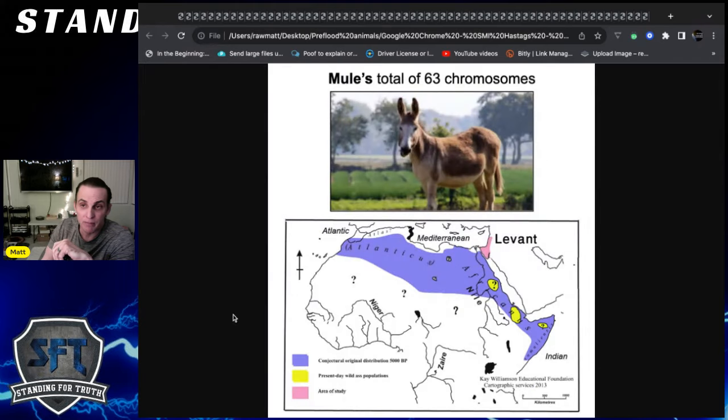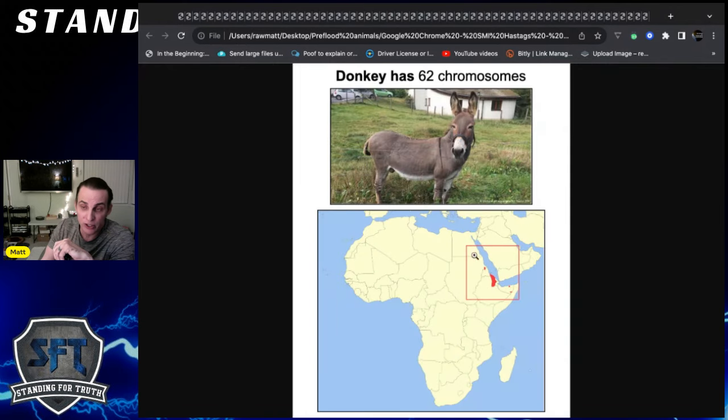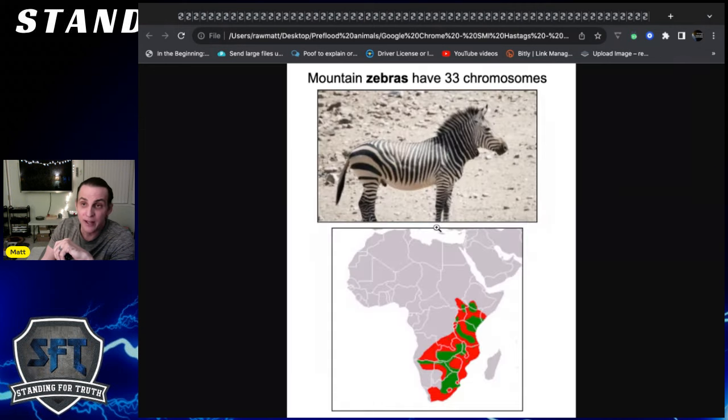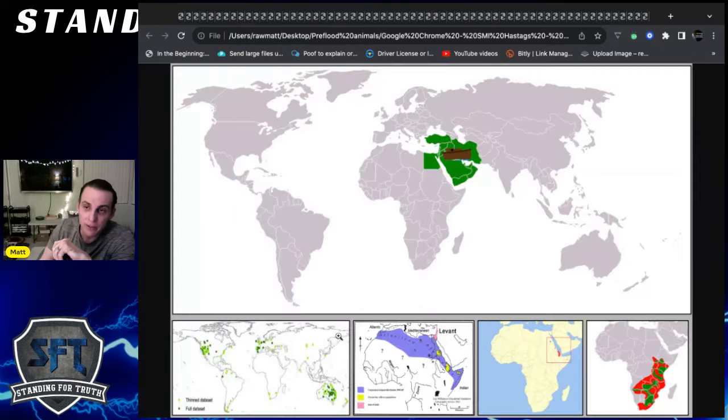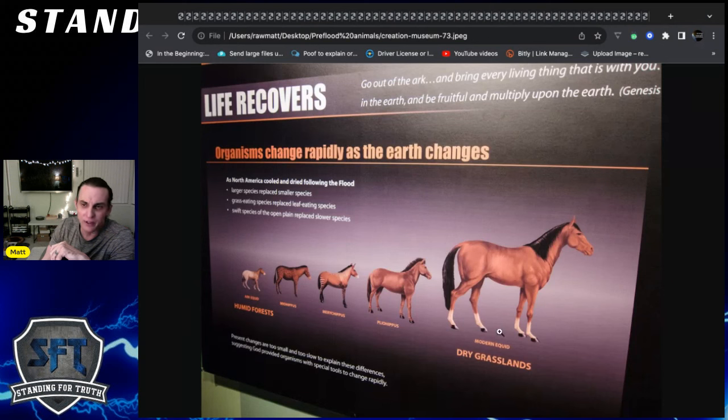Then we're going to get into the mule, which is in northern Africa. It's down to 63 chromosomes. Then we're going to get into the donkey, which is a little farther south in Africa. It's down to 62 chromosomes from a fusion. And then we get into the zebra, which is in the south. It's down to 33 chromosomes. So the pattern absolutely perfectly matches the biblical model of chromosome fusion and loss over time, going all the way back to the ark.